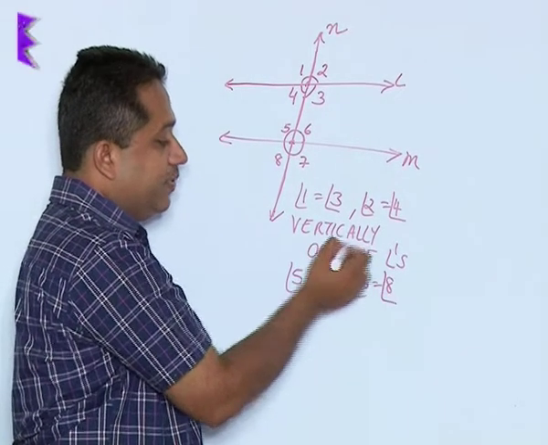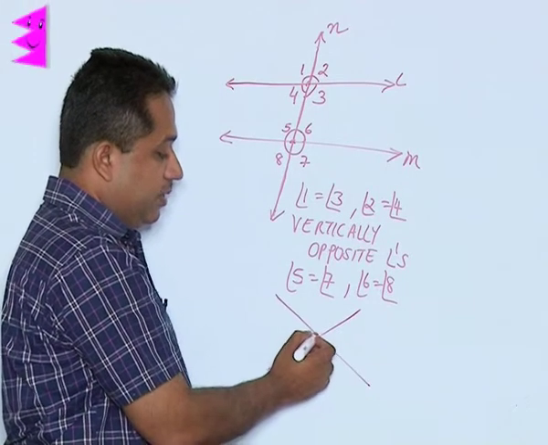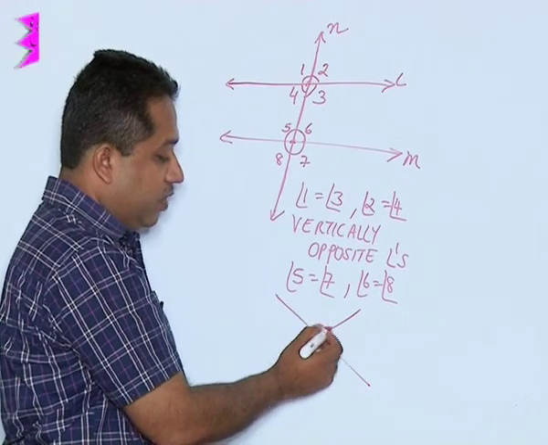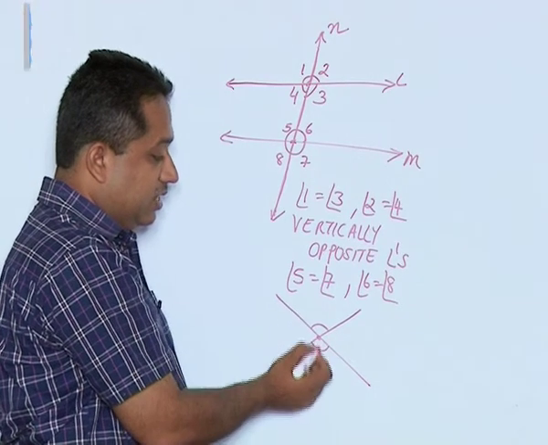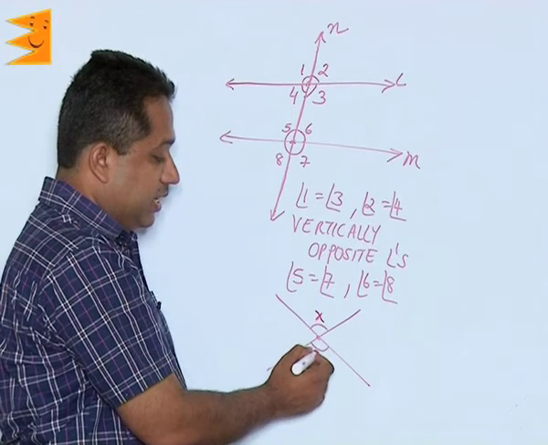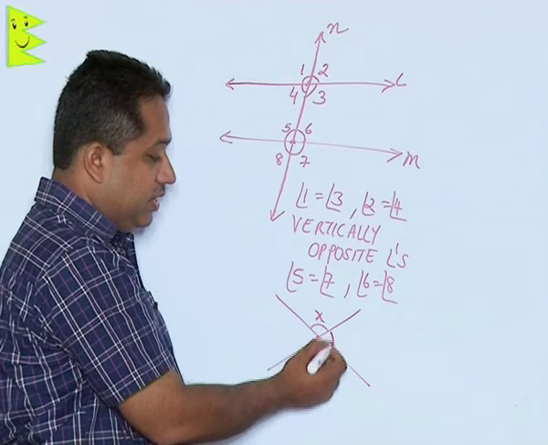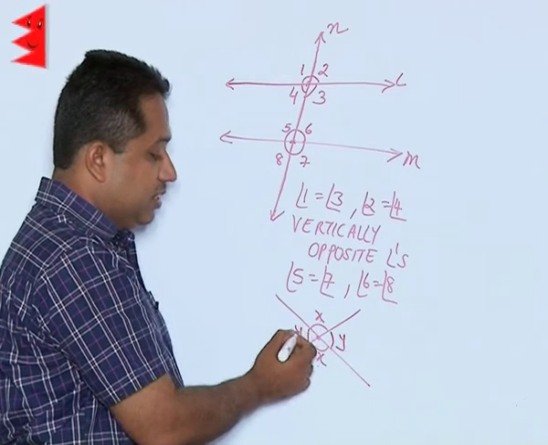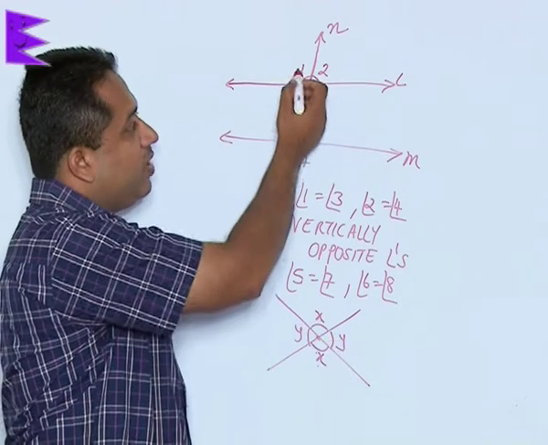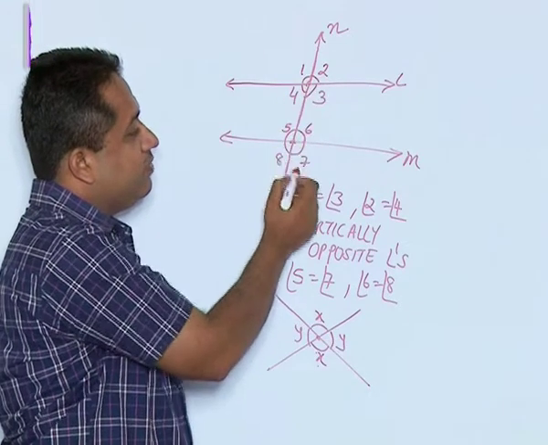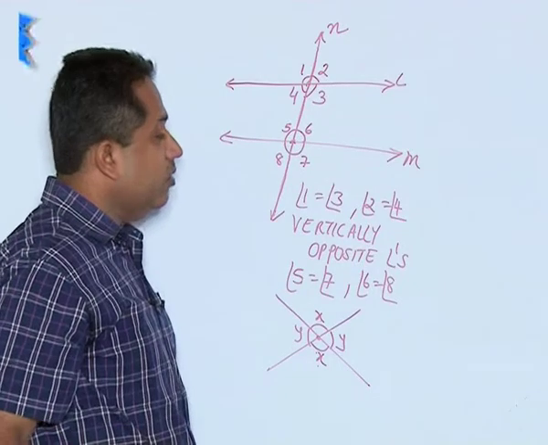Vertically opposite angles are formed when two lines intersect each other at a point, then the angles formed by the intersecting lines, one opposite the other, are called vertically opposite angles. Vertically opposite angles are always equal. So, this will be equal to this, and similarly these two angles are also vertically opposite, they will also be equal to each other. So, here we have 1 and 3, 2 and 4, 5 and 7, and 6 and 8, 4 pairs of vertically opposite angles equal to each other.